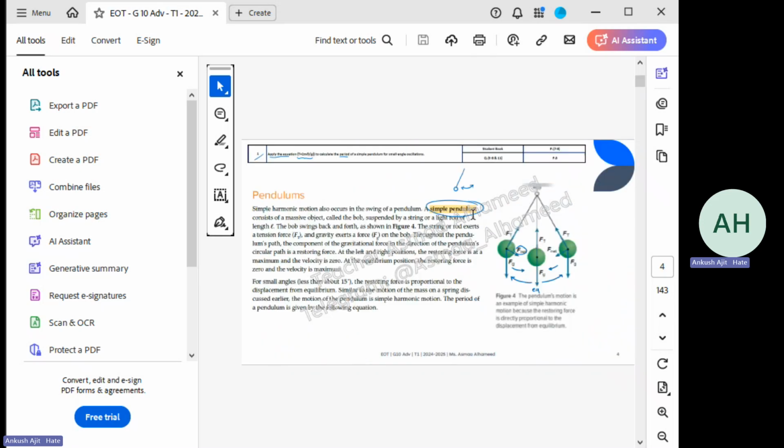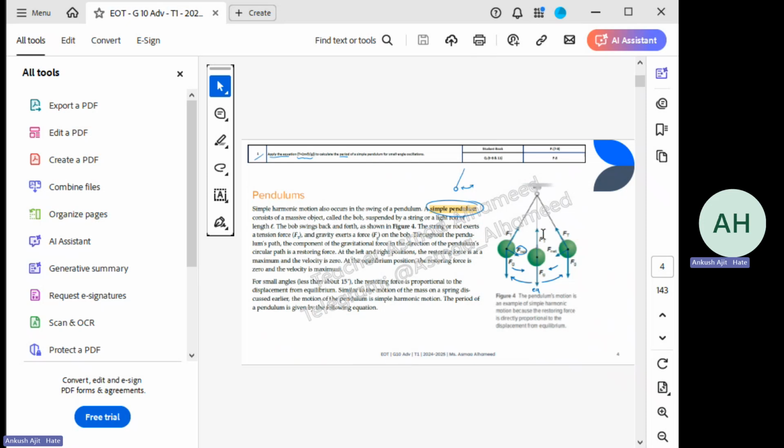First is about the pendulum. I hope everybody knows what a pendulum is. A simple pendulum consists of a massive object called a bob suspended by a string. In the regular course, I have talked about the time period also, right? So how to find the time period will come up next. The string has length L, and the bob swings back and forth. There is a force of tension and gravity also acting. Gravity is the downward force and the tension always acts in the opposite direction. I hope you know that.